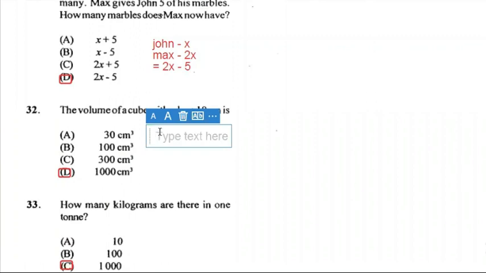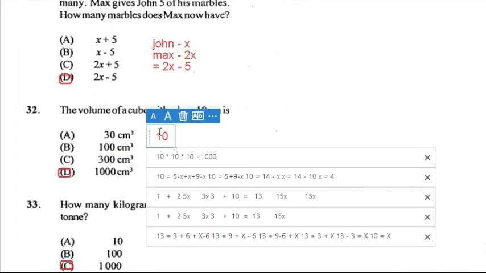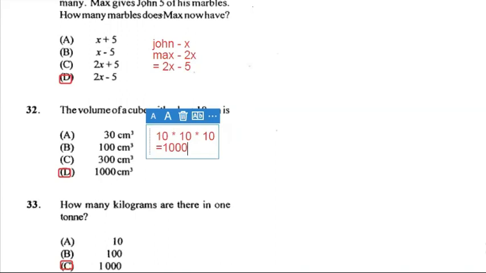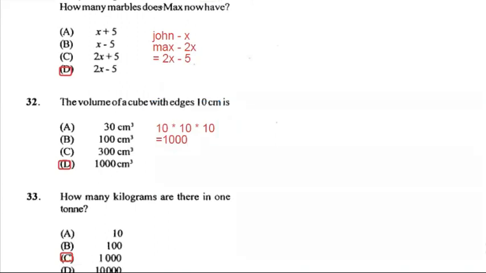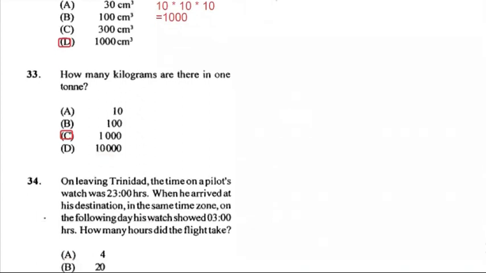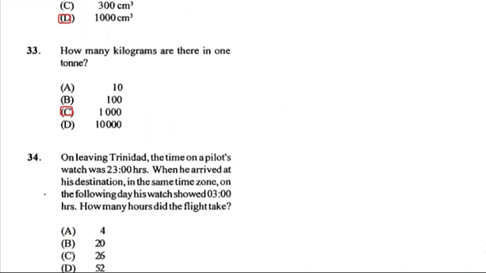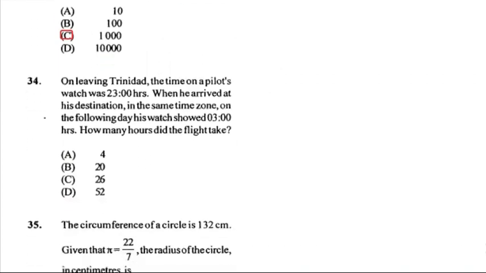So 32, the volume of a cube with edges 10 centimeters is, so remember, volume of a cube is edge cubed, or length times the length times the length. So it becomes 10 times 10 times 10 to give us 1000. And 33, how many kilograms are there in 1 ton? 1000. So C is our answer for 33.